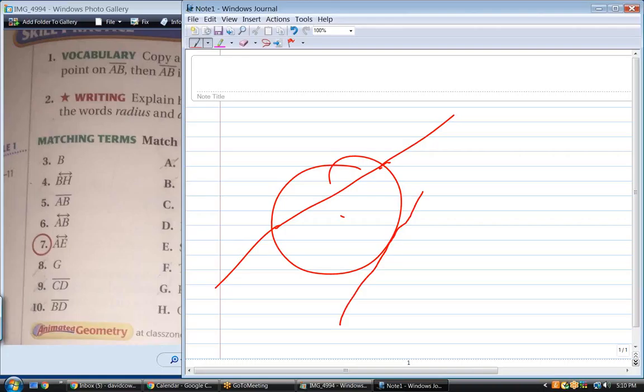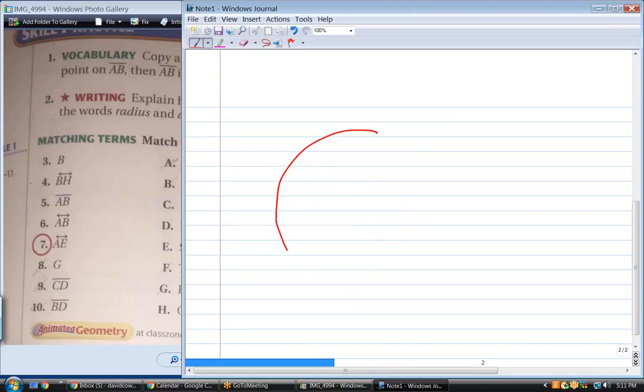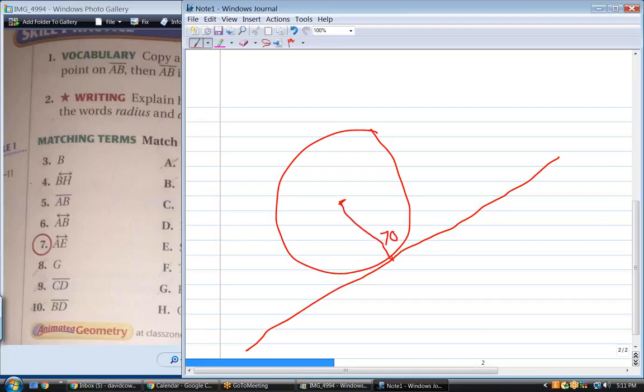One of the things to remember about a tangent line is if I connect the point of tangency with the center of the circle, it always makes a right angle. Very important fact. So any tangent line makes a right angle. In other words, I cannot have the following situation where this would be like a 70-degree angle. That's impossible. If that were the case, this would not be a tangent line.